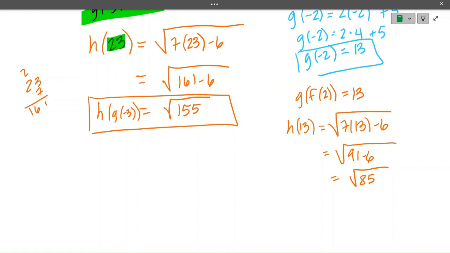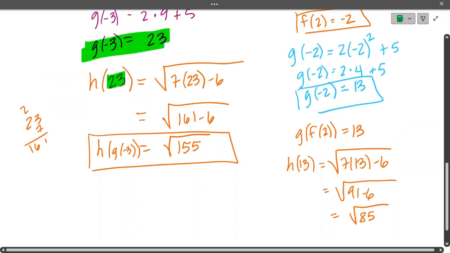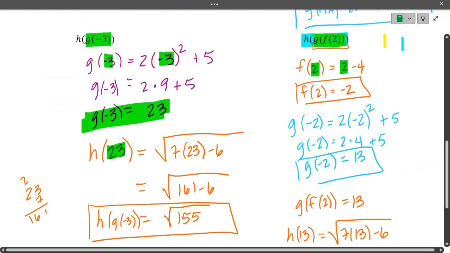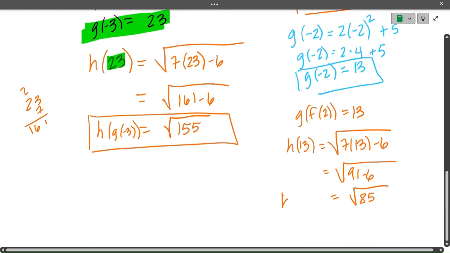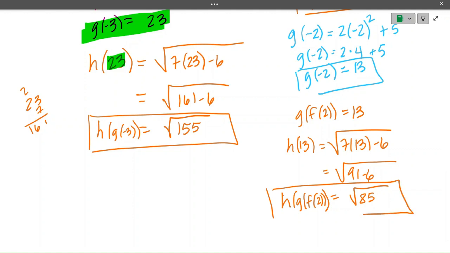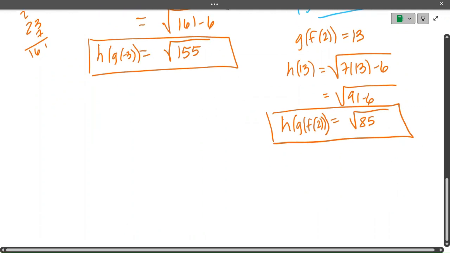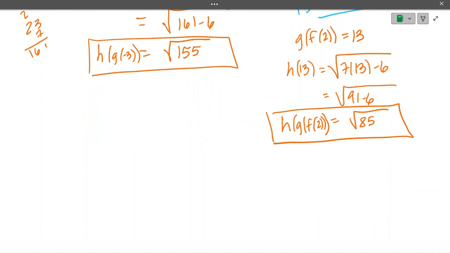Okay, but this isn't just h of 13. We started with h of g of f. H of g of f of 2 equals root 85. Again, there's not a great way to simplify root 85. It's going to be another decimal, so I'm going to leave it as root 85. But if you really want to do that, you're going to end up with 9 point something there.